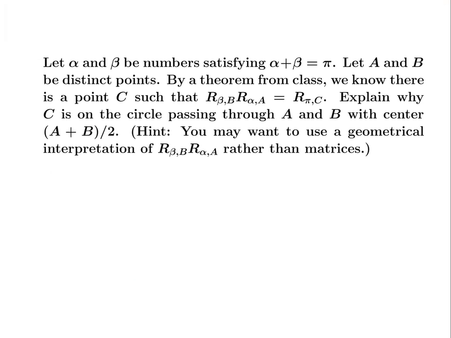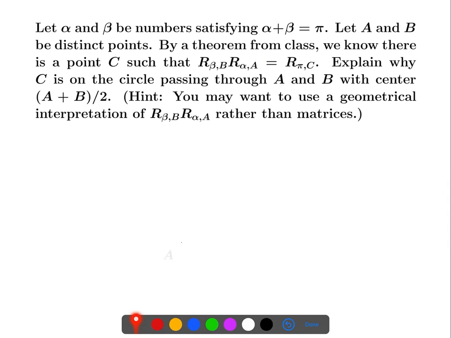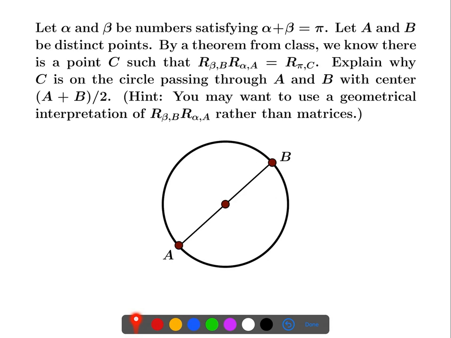So let me go ahead and draw a picture here. We have A and B that we're rotating around. And I want to use that diameter AB, get the midpoint, (A plus B) over 2. And we're saying C should be someplace on this circle going through A and B and what's centered there. So that's what we want to justify: that somehow C is on this circle.